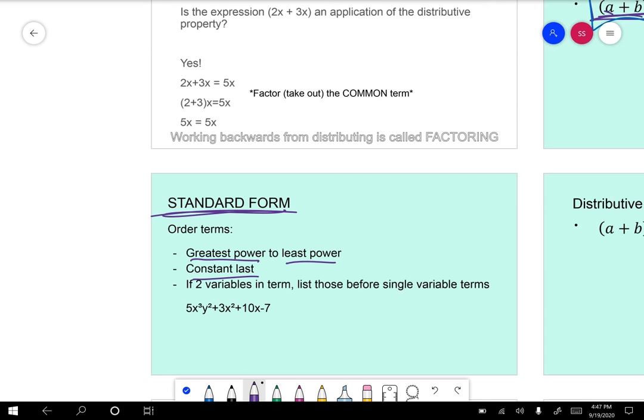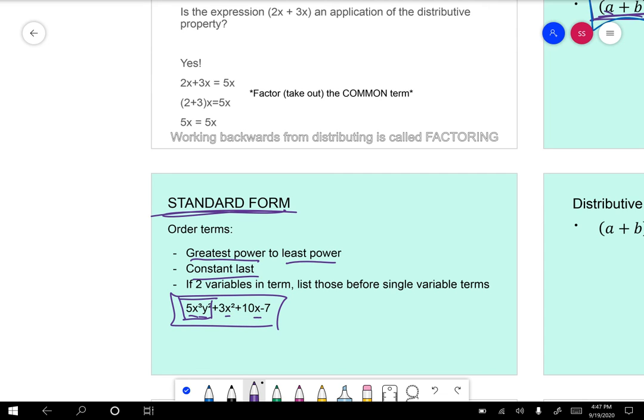If there's 2 variables in the term, you'll list those before single variable terms. So here's kind of an example of that. Right, we have x and y in this one. No other ones have x and y, so that expression would go first, that term would go first.